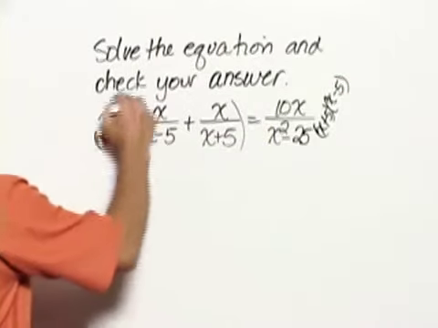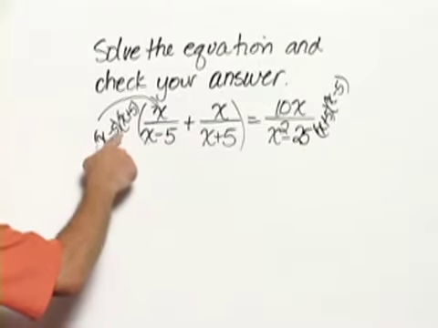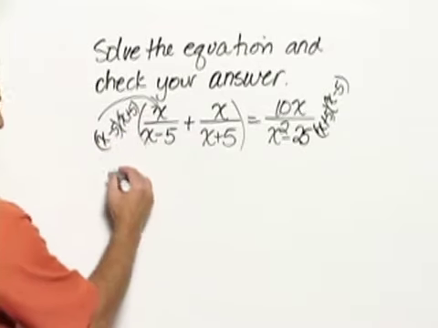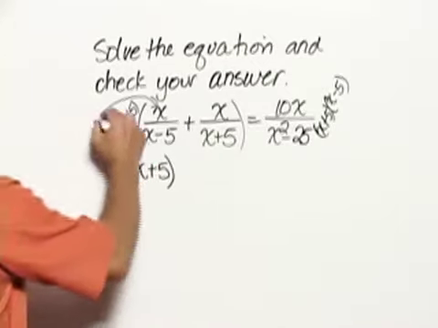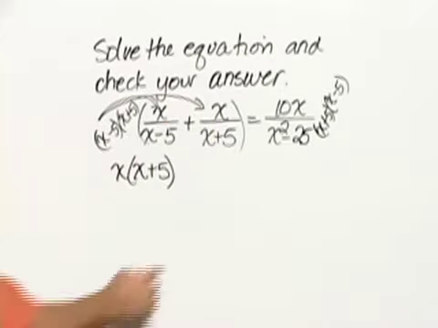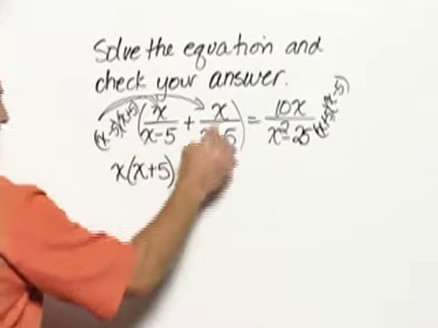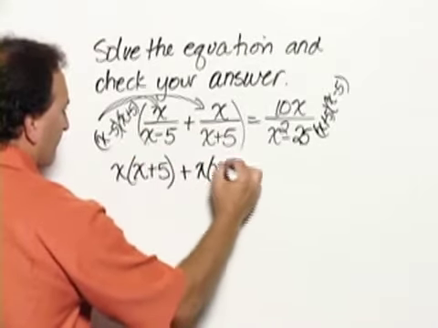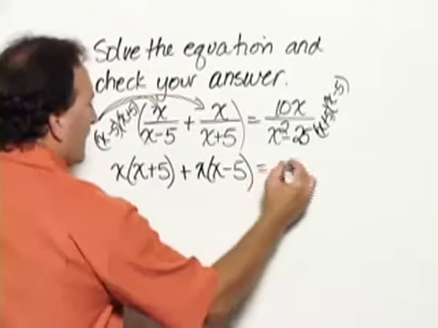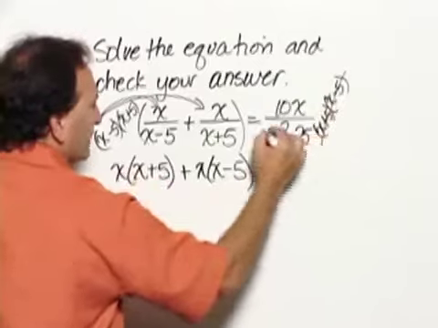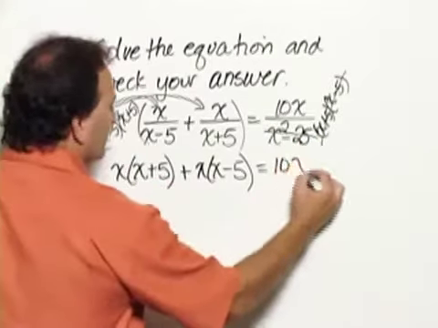So on this side, we distribute. When we do so, the x minus 5 will cancel the x minus 5, and that leaves us with x plus 5 times x. Then when we distribute here, the x plus 5's cancel, and that leaves us with x minus 5 times x. On the right-hand side, x squared minus 25 cancels completely with the x plus 5 times x minus 5, leaving us with just 10x.